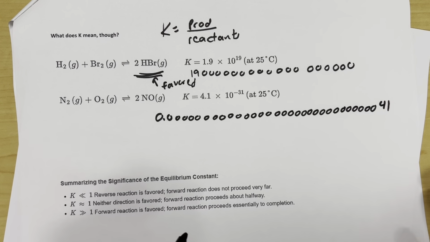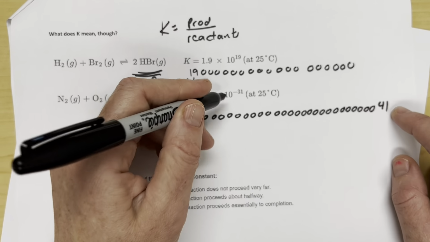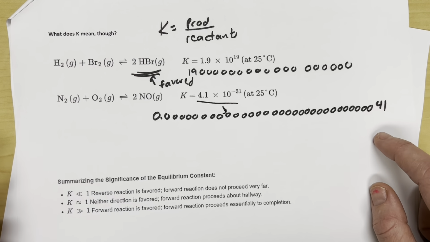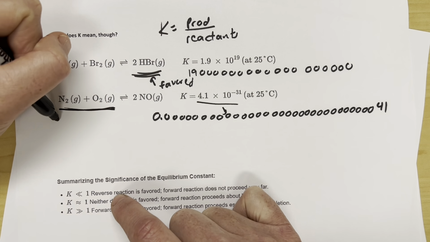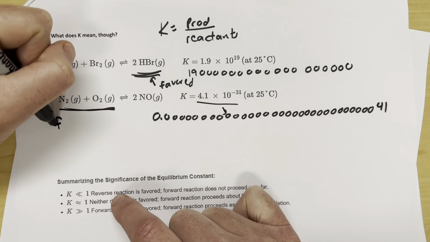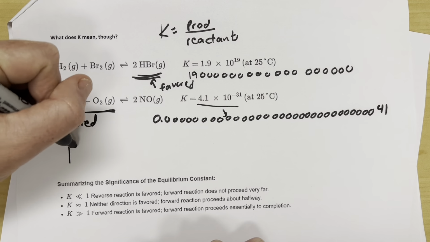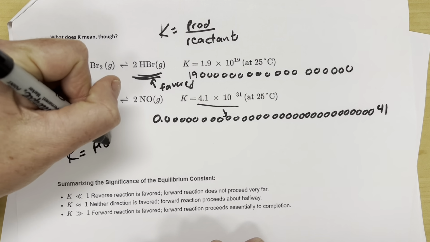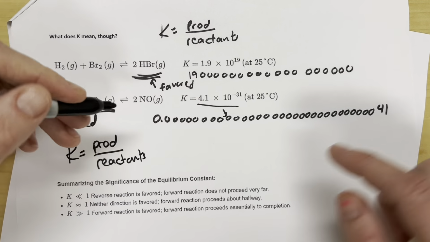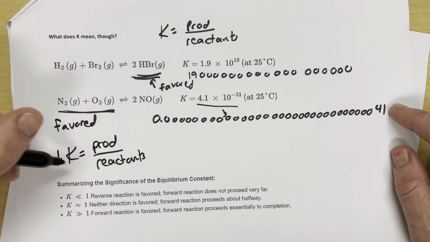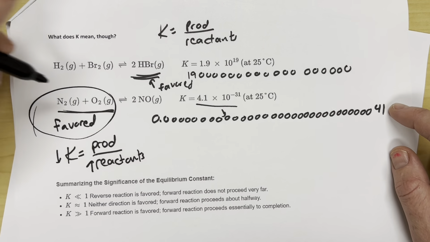Don't count it. I think there's 30 zeros. But if you have this number, what that tells us is that it really likes reactants. And the reactants are favored. Remember, once again, that's because K equals products over reactants. I hope you'll agree this is a small number. In order for that to be small, the reactants must be big. And that's why it's telling you that those are favored.